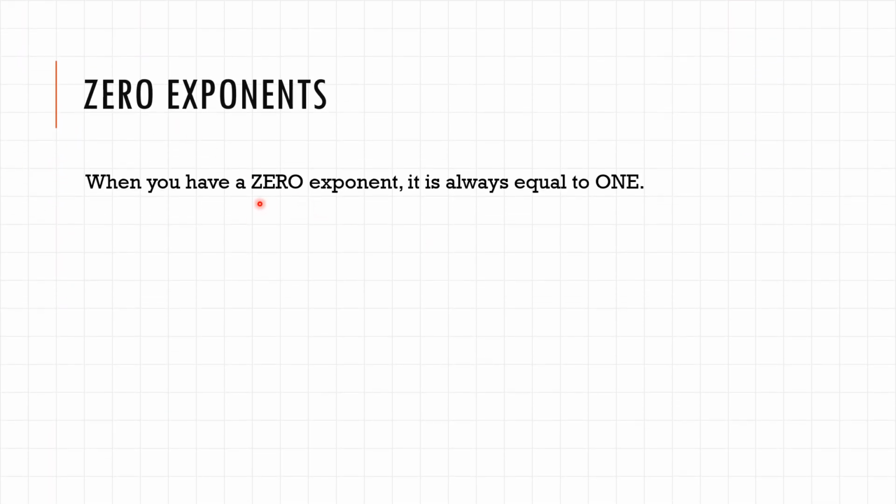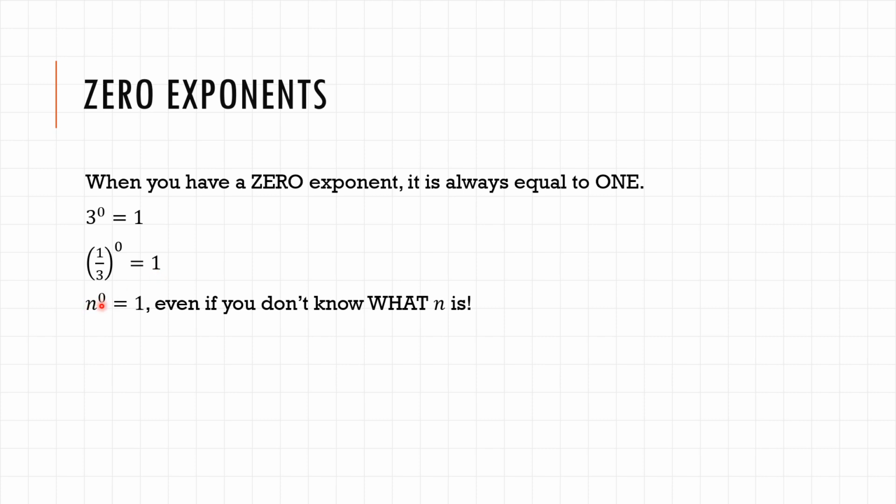So when you have a 0 exponent, the power is always equal to 1. 3 to the power of 0 is 1. 1 over 3 to the power of 0 is 1. N to the power of 0 is 1, even if you don't know what n is. 0 exponents, super easy.